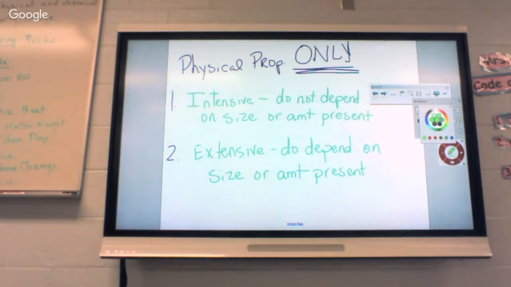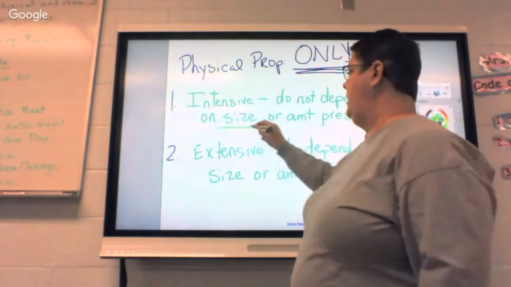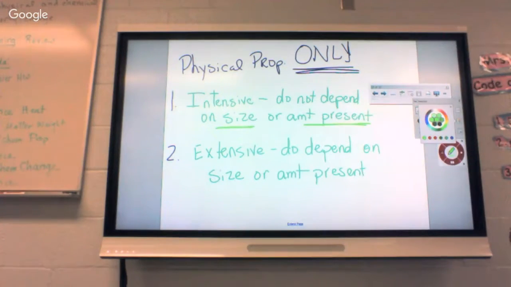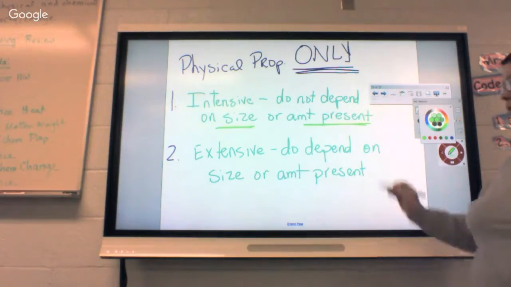So, for example, Jonathan has a lovely orange pudding. If I cut it up into 6 pieces and throw the 6 pieces around the room, will the color change? That is an intensive property. It does not depend on size or amount present. The pudding will stay orange no matter how much of it we have. If I cut it into 20 squares, will it still be orange? Yes. Okay? Everybody happy?